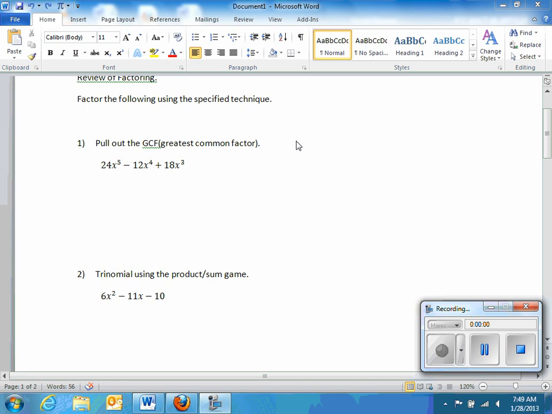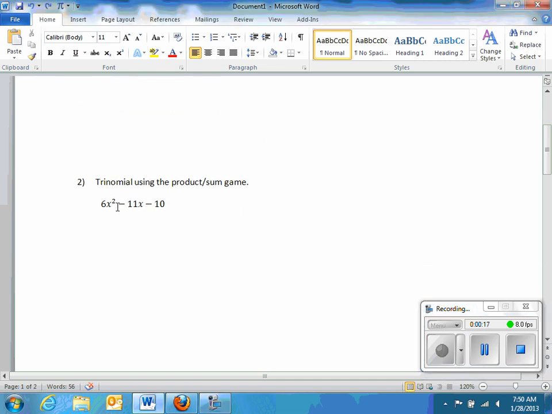We'll be doing solving quadratics by factoring. So today we'll be reviewing the factoring techniques that we'll be using. The first one is pulling out the GCF, the greatest common factor. The second one is factoring a trinomial using the product sum game. And the third one is factoring a difference of squares.